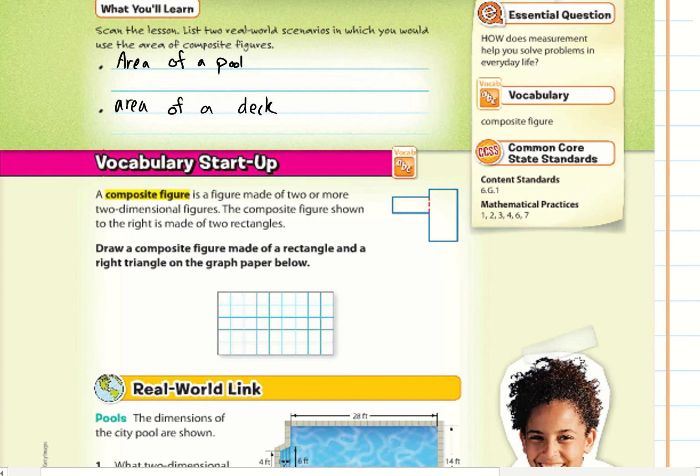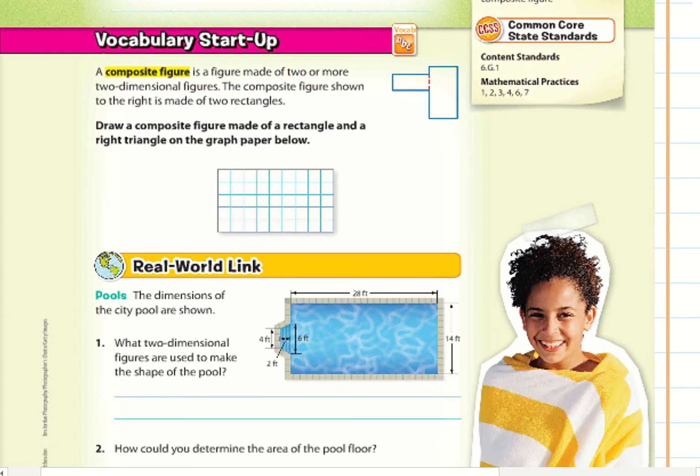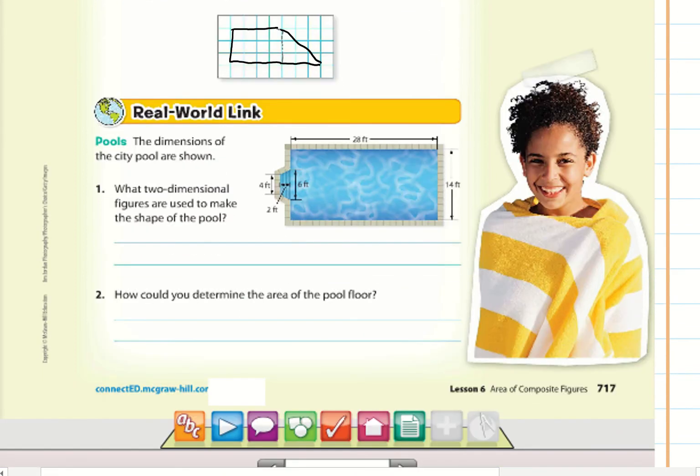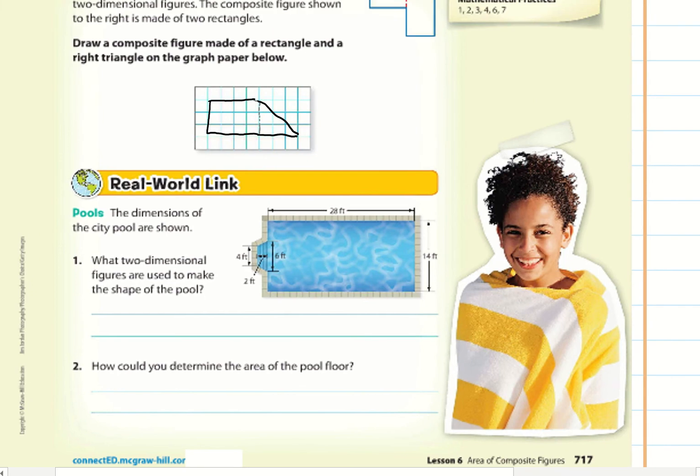So a composite figure is made of two or more two-dimensional figures. The composite figure shown to the right is made of two rectangles. Draw a composite figure made of a rectangle and a right triangle on the graph paper below. So I'm going to have a rectangle, and then some dotted lines here, and then a right triangle. Of course, this would also be a trapezoid.